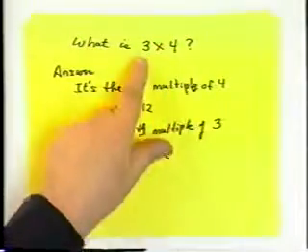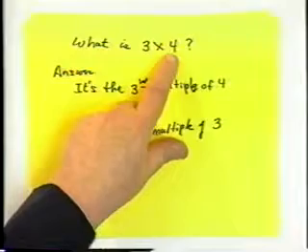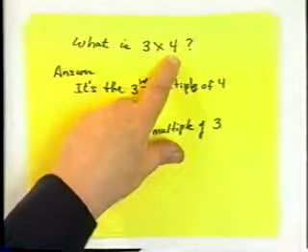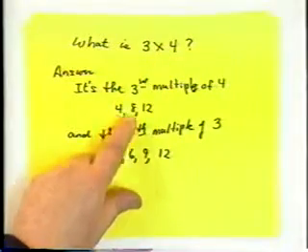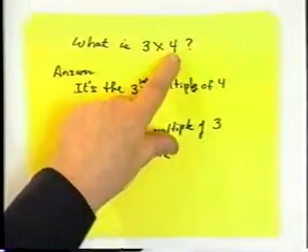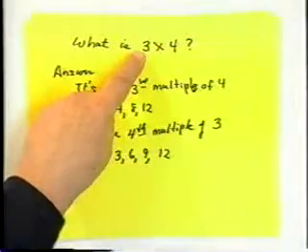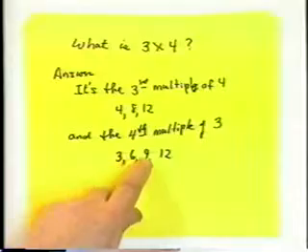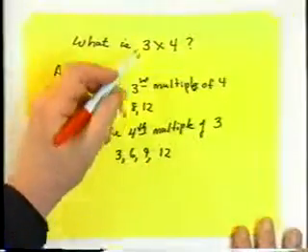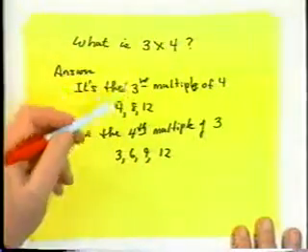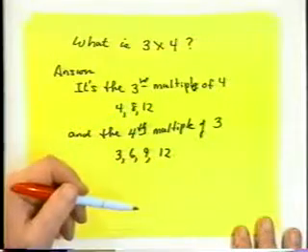3 times 4 is the third multiple of 4. It's the third number you come to when you're counting by 4s. See, 4, 8, 12. It's also the fourth number you come to when you're counting by 3s. See, 3, 6, 9, 12. See, 3 times 4 equals 12 gives you a numerical answer. This tells you what's important about that number.